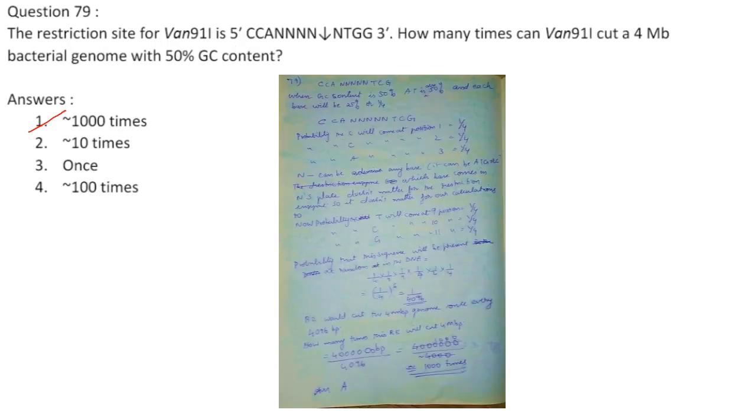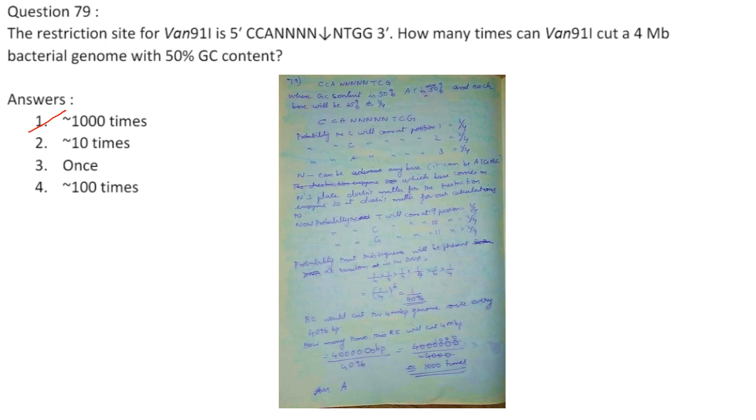Then next one. The restriction site for VAN91 is 5' CCANNNNTGG 3'. How many times can VAN91 cut a 4 MB bacterial genome with 50% G plus C content? Now when GC content is 50%, AT is also 50% and each base will be 25% or 1 by 4th. So the probability that C comes at position 1 is 1 4th, C at position 2 is 1 4th, A at position 3 is 1 by 4th. N can be any base. It can be an A, T, G or C. Which base comes in N's place doesn't matter for the restriction enzyme, so it doesn't matter for our calculations also.